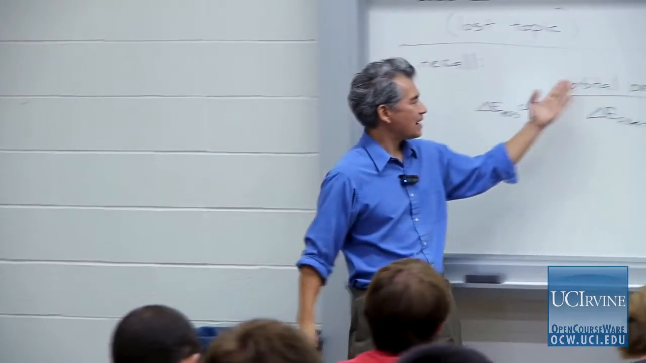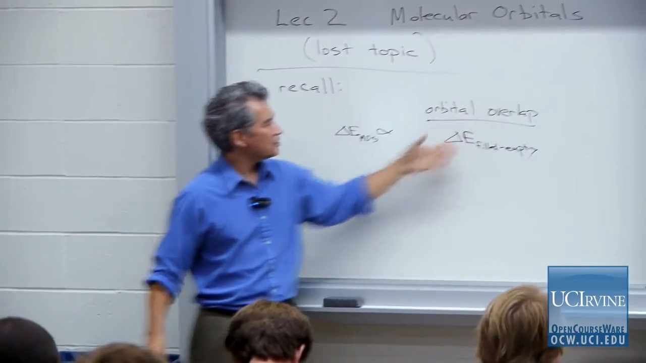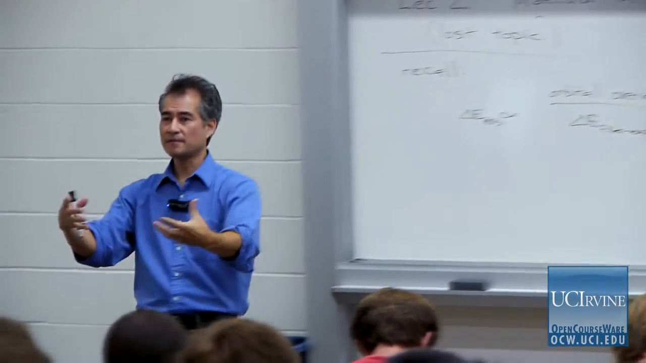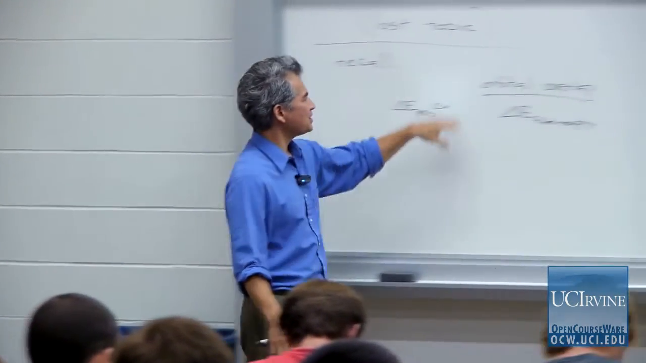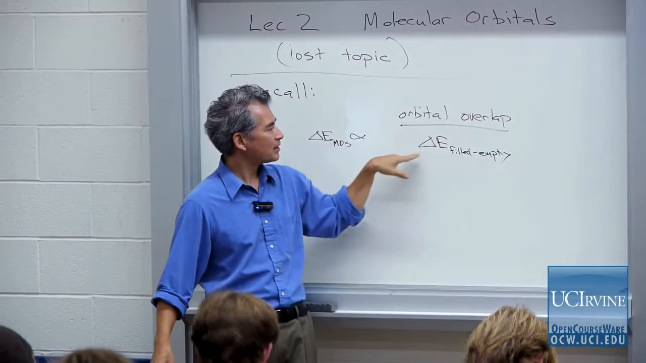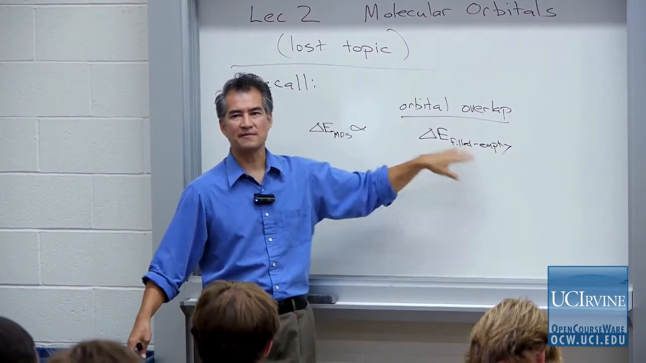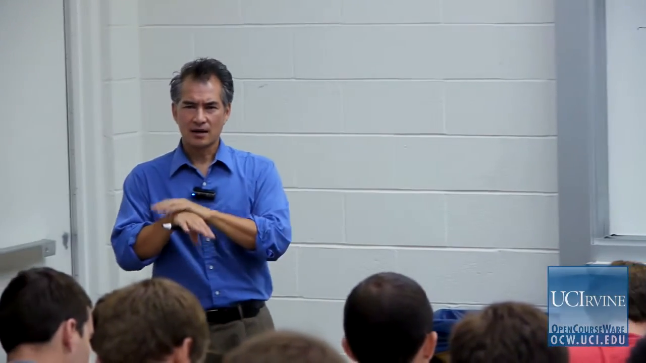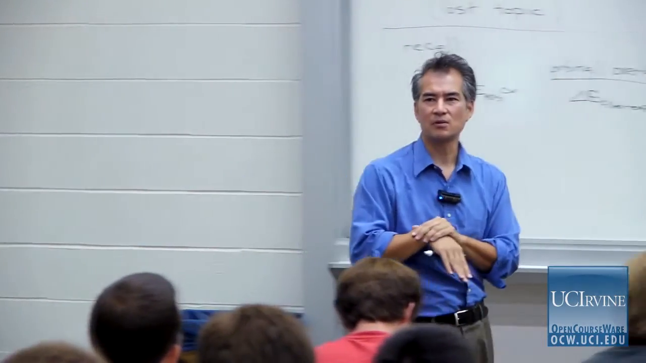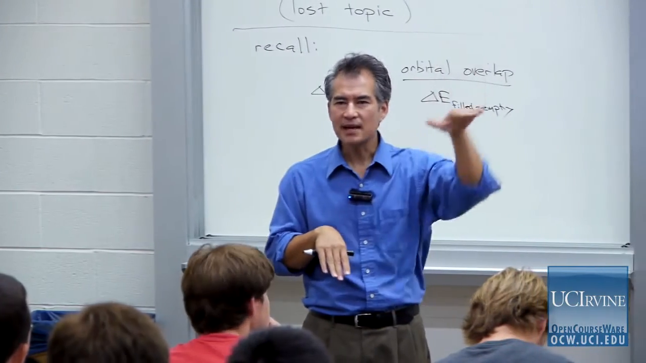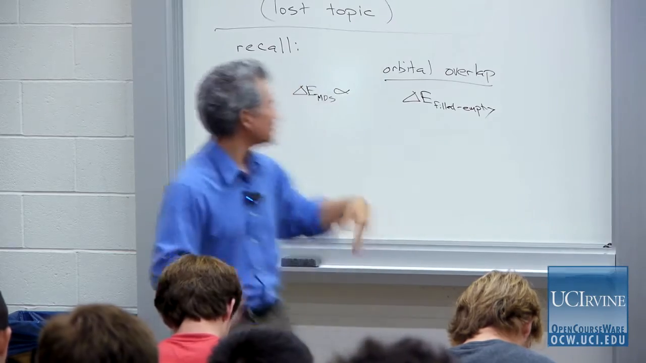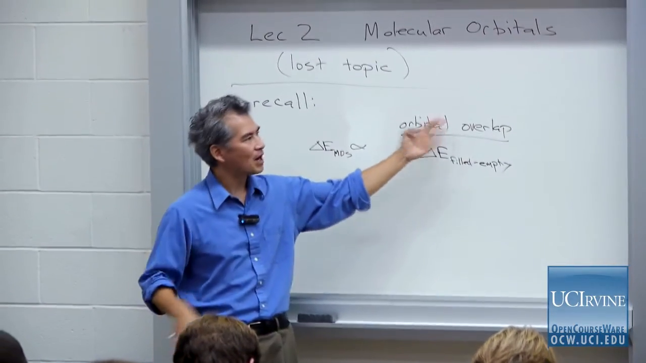And I gave you this equation that said that you can approximate the energy that you get when filled orbitals interact with unfilled orbitals with this simple equation that says orbital overlap in the numerator and the difference between filled and empty orbital energies in the denominator. And we said in great detail that what happens is you raise the energy of filled orbitals, the nucleophiles, and you drop the energy of unfilled orbitals, and that's the electrophiles. But I didn't say anything about this orbital overlap, and so I want to stop and talk about that.